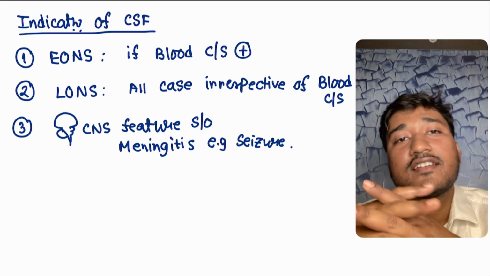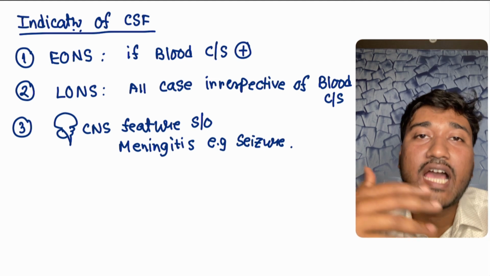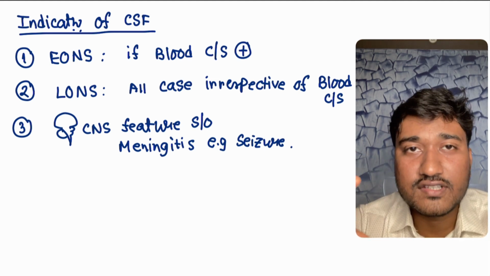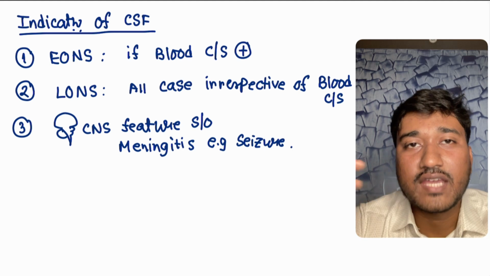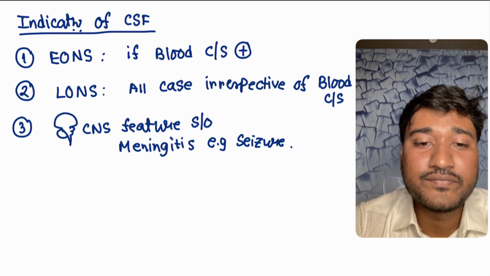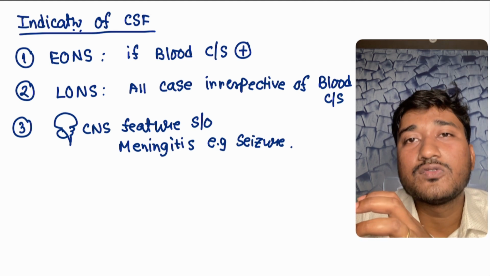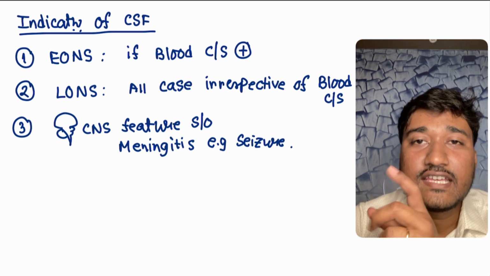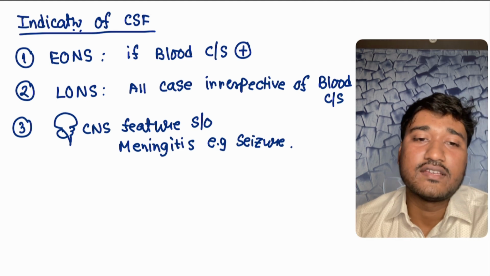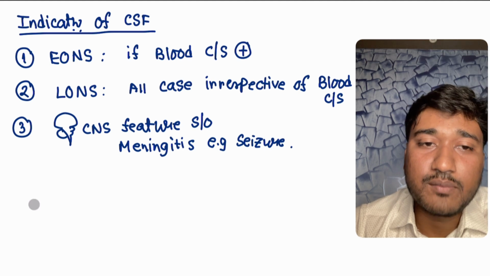This seizure could be due to metabolic causes like hypoglycemia, hypocalcemia, or some other electrolyte abnormalities. When you have ruled out all these causes, you are strongly suspecting it could be a case of meningitis. In that case you have to do LP or CSF. Therefore, for CNS features suggestive of meningitis, you have to do CSF.